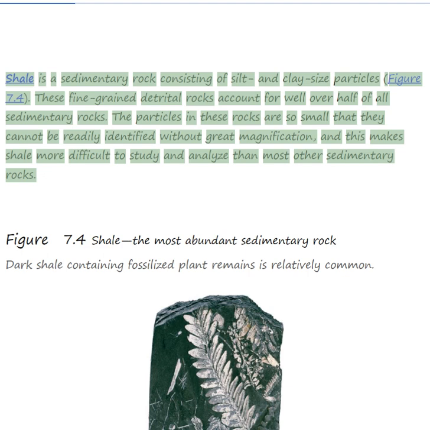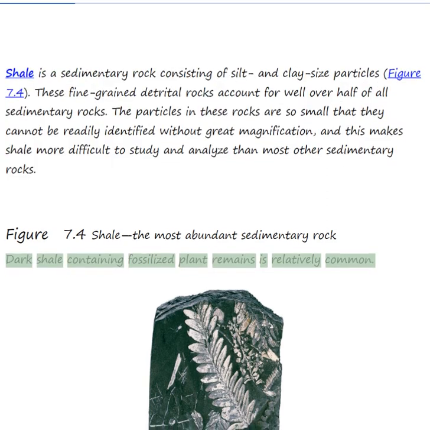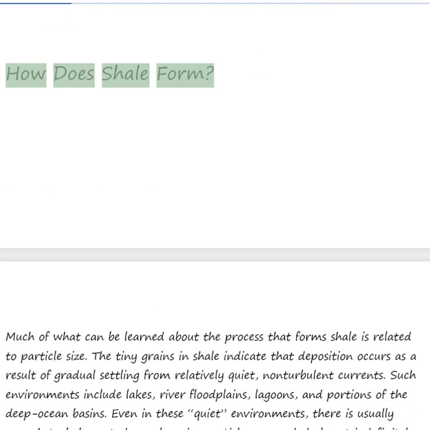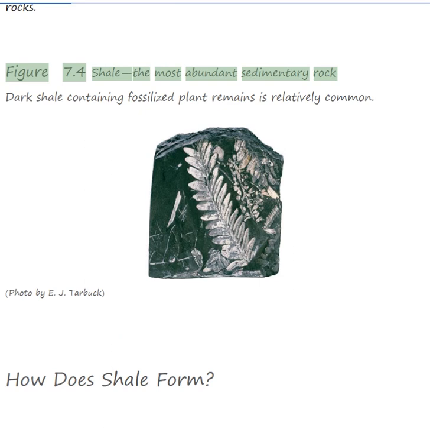Shale. Shale is a sedimentary rock consisting of silt and clay-sized particles. These fine-grained detrital rocks account for well over half of all sedimentary rocks. The particles in these rocks are so small that they cannot be readily identified without great magnification, and this makes shale more difficult to study and analyze than most other sedimentary rocks. Dark shale containing fossilized plant remains is relatively common. How does shale form? Figure 7.4 Shale, the most abundant sedimentary rock.